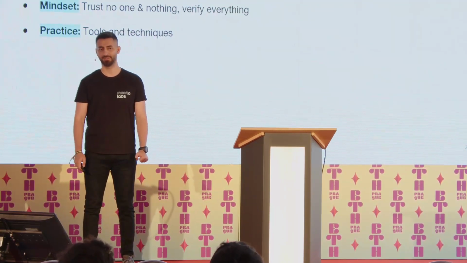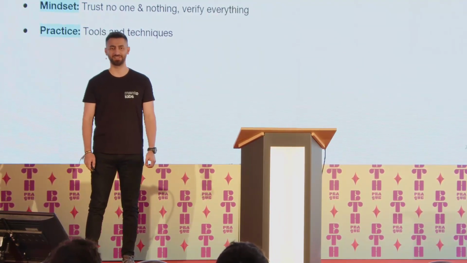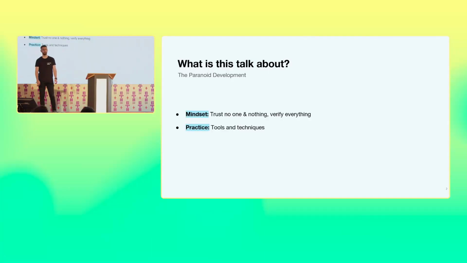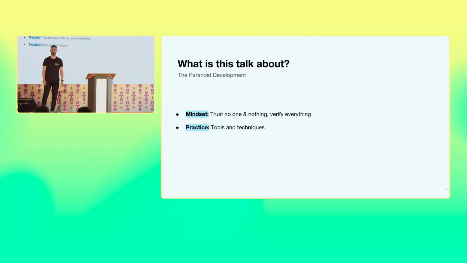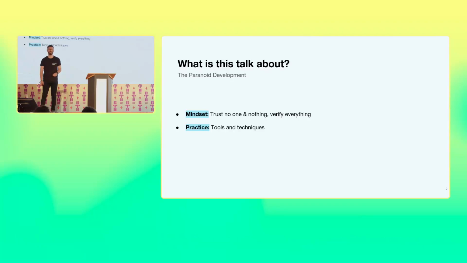So this talk is about paranoid development. This is not an official concept, but it is just a name that I came up with for my approach to smart contract development. And over the next 20 minutes, I will explain this concept. I will start with the mindset of the paranoid developer, and then continue with the practice. And the mindset can be summarized as trust no one, nothing, and verify everything.